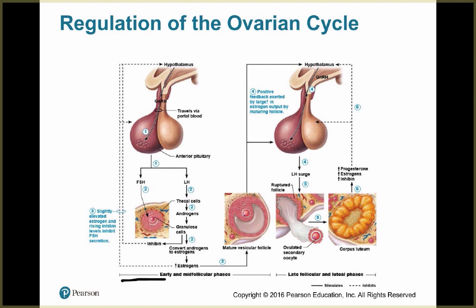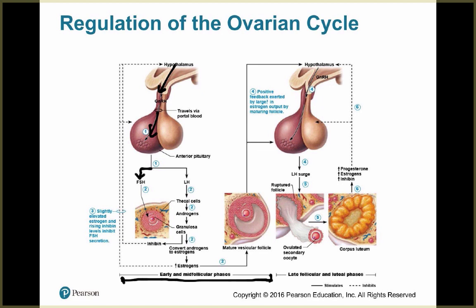So if we're in this early or mid follicular phase, this is what's happening, guys. The hypothalamus is releasing the gonadotropin releasing hormone. It travels via the portal blood to the anterior pituitary, where it's going to release follicle stimulating hormone and luteinizing hormone. That's going to help stimulate follicles to grow, mature, and secrete sex hormones.